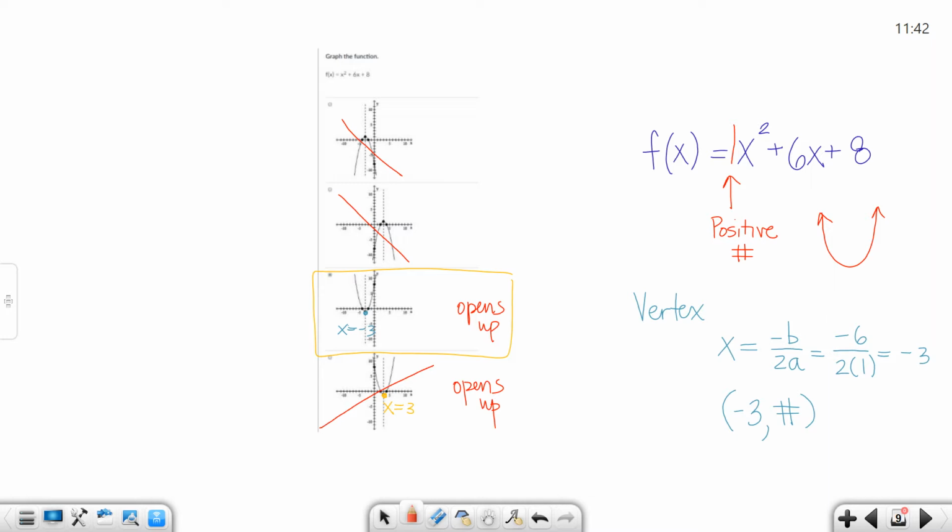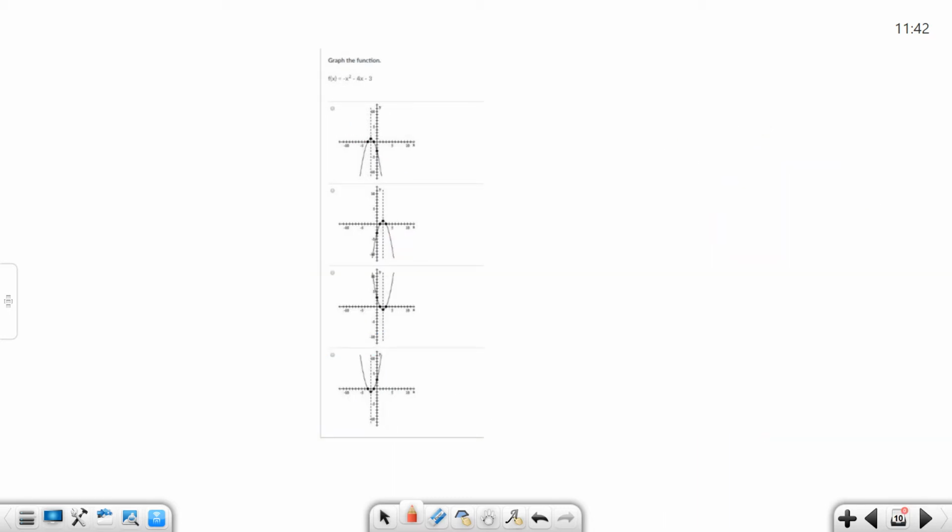And so you can use multiple choice to your advantage. Decide which way it opens and find which side of the axis x is on, and you'll be able to pick the right parabola. Let's try another one.